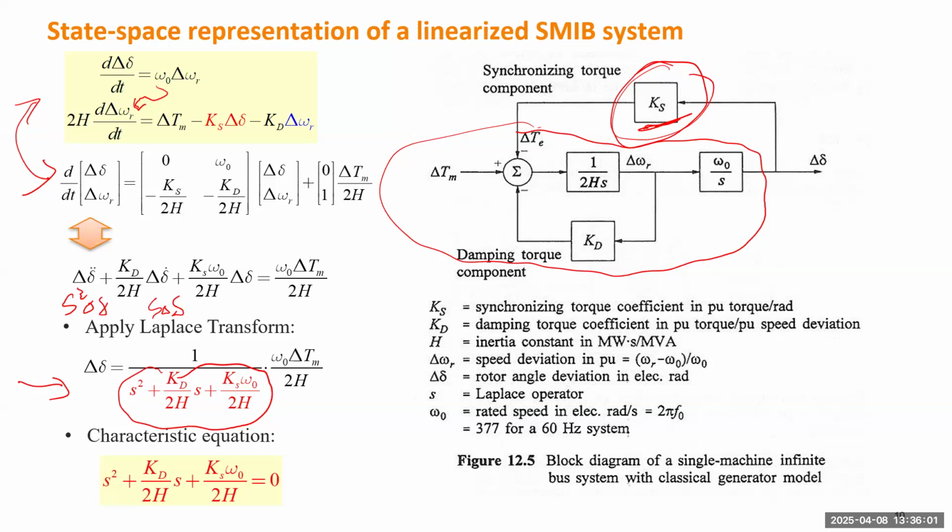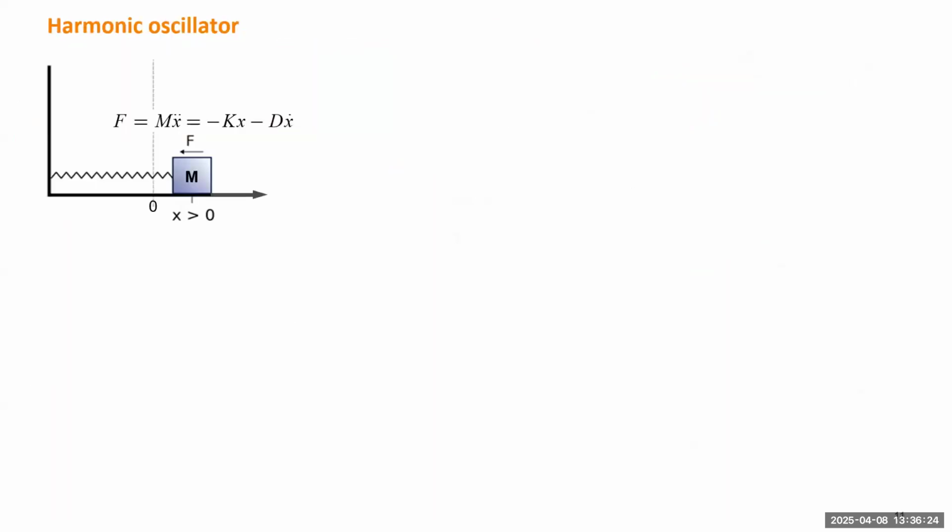So for the stability of this system, in other words, if there's any disturbance or input, for this rotor angle to be stable, this characteristic equation has to have all the poles on the left-hand side of the complex plane. We'll go to that later.